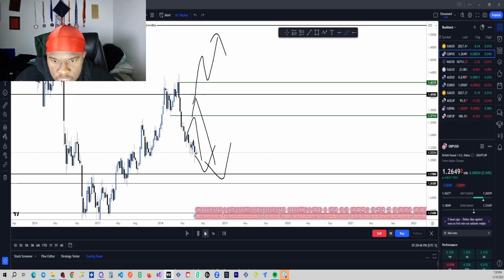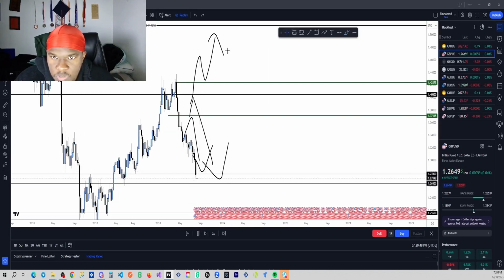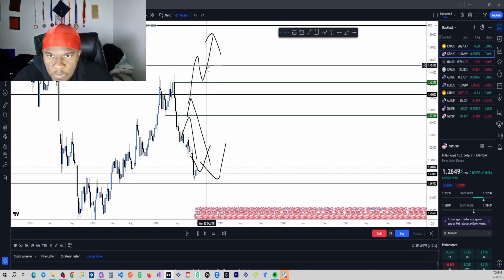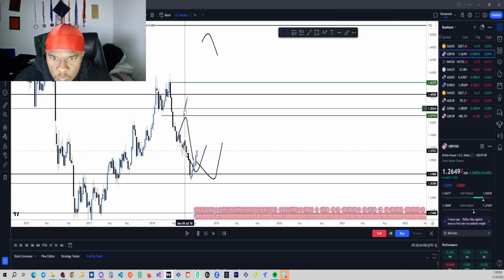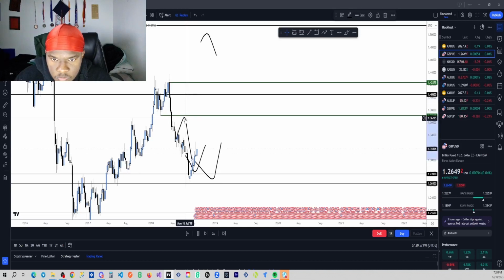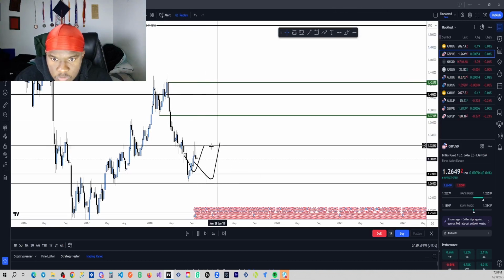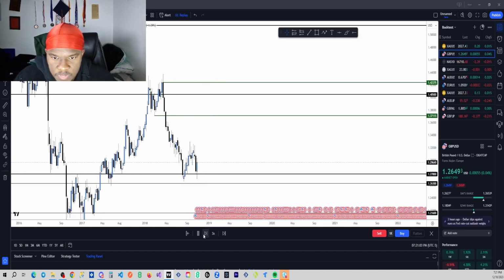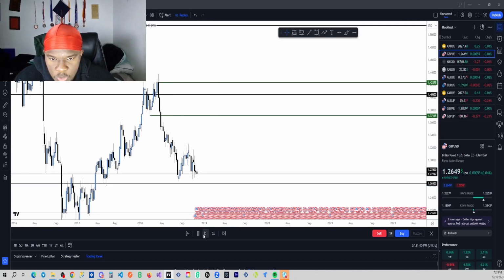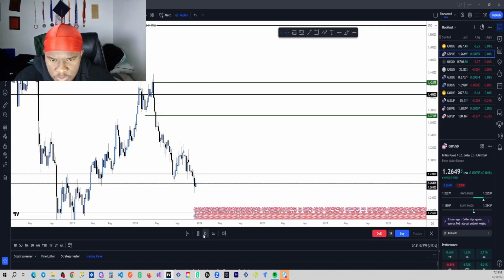See if we get a retest of that structure. Let me erase these. We're going to continue to play this out. So we're still waiting for that retest. We're being patient, waiting for that. Let's see if we get some kind of new low created. If we don't get a retest, we're going to look for a new low.